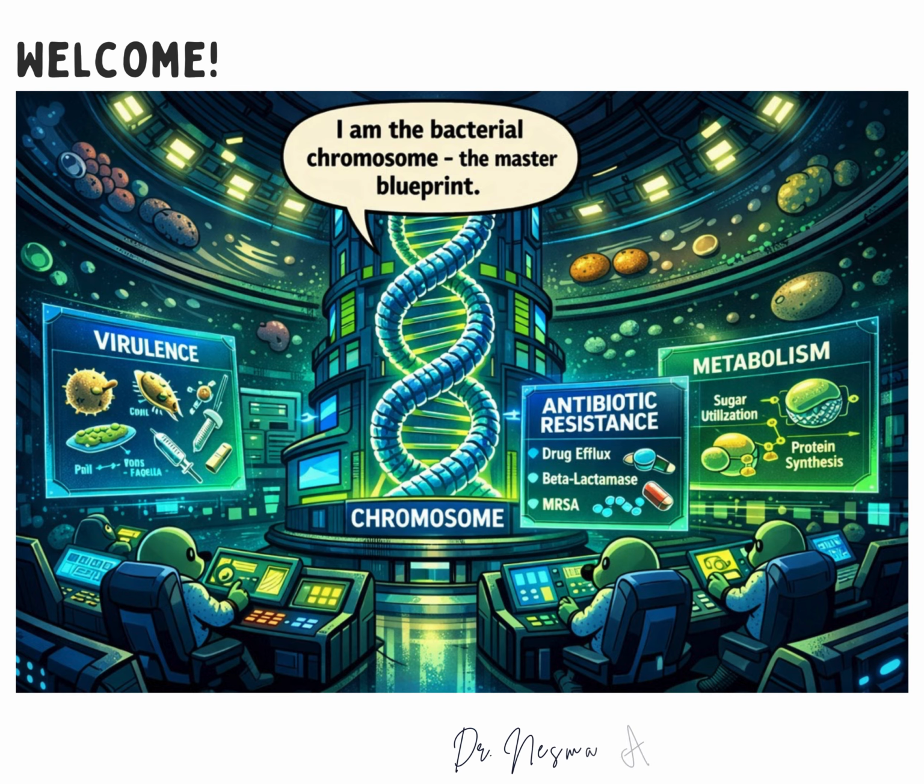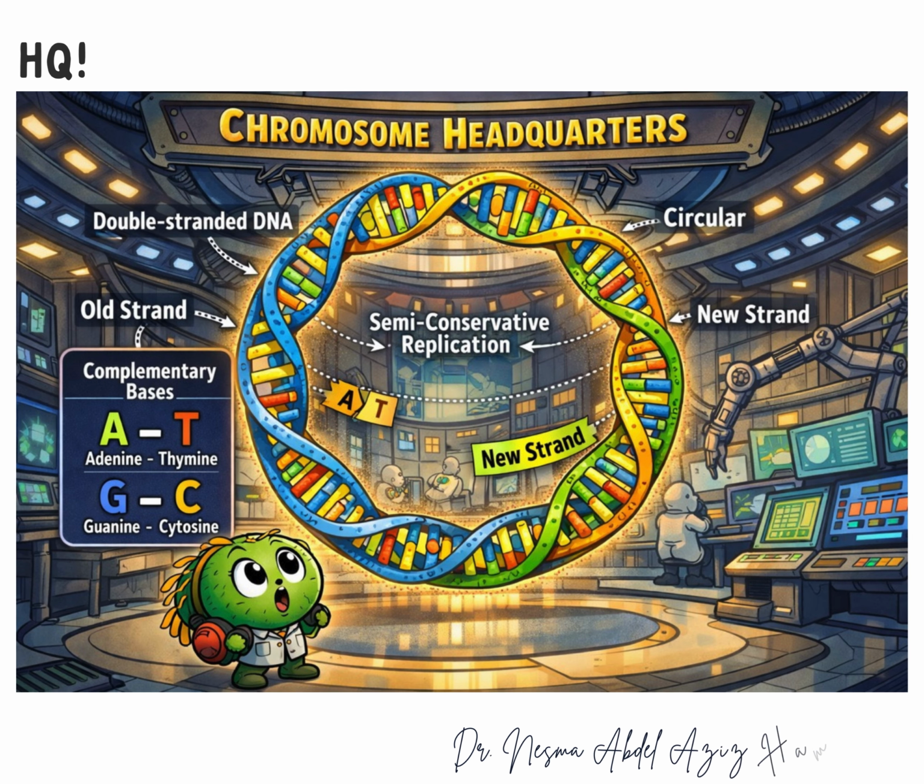In this episode, we enter Genome City, where the story of bacterial genetics unfolds from the very core, the circular double-stranded chromosome. Inside chromosome HQ, the bacterial chromosome operates as the master blueprint, tightly coiled yet highly organized within the nucleoid region. Unlike eukaryotic chromosomes, bacterial chromosome is typically circular and replicates through a semi-conservative mechanism, ensuring that each daughter cell inherits one parental strand and one newly synthesized strand.